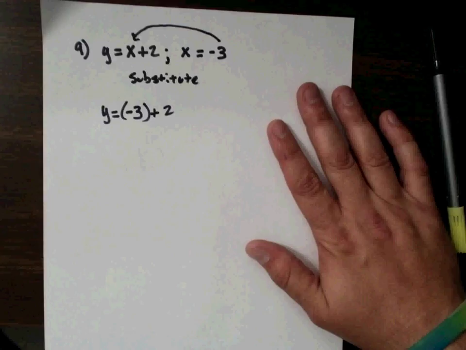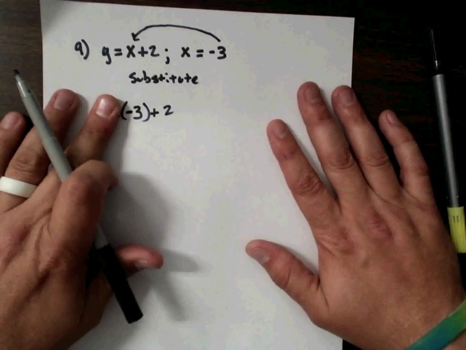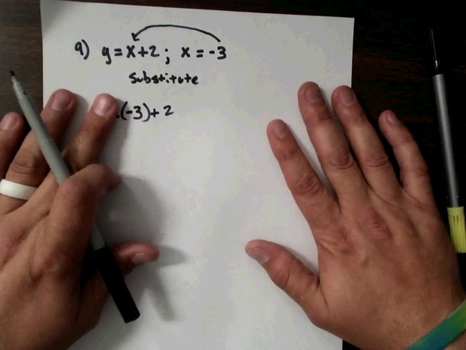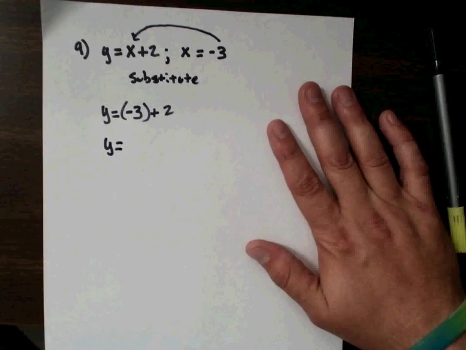So if I do so, now this becomes an expression. Because if I cover that up, I'm solving for y. I'm just simplifying that side. Very simply, what's the answer? Negative 3 plus 2 is negative 1.